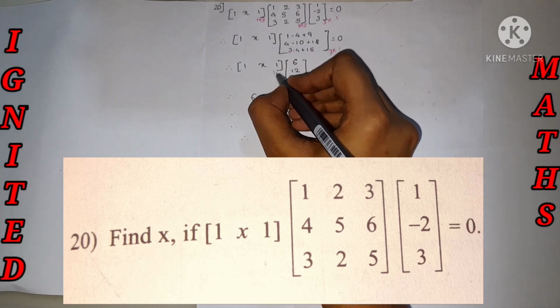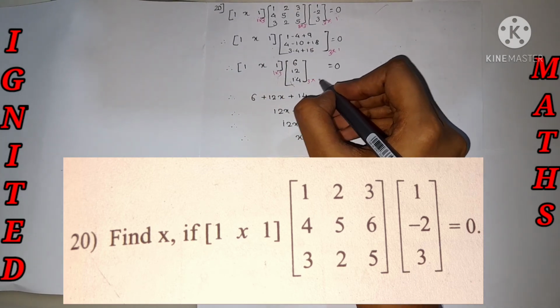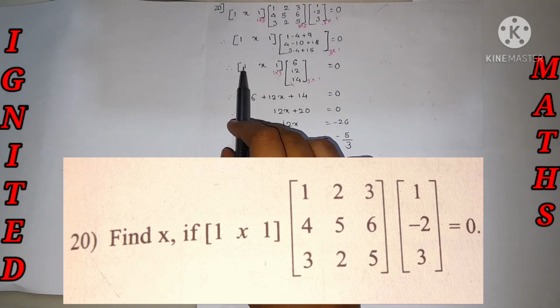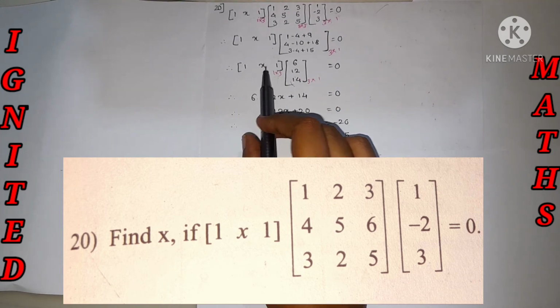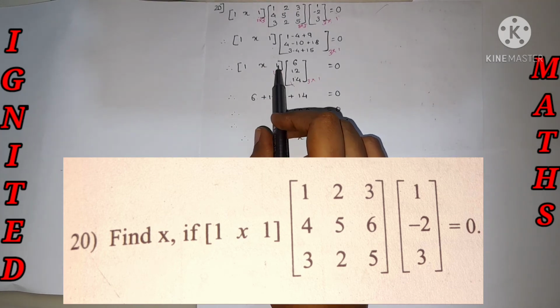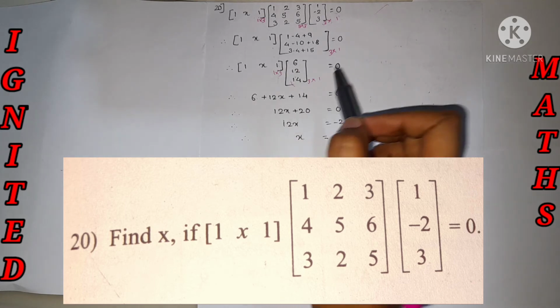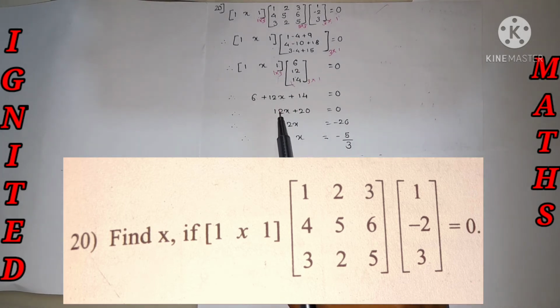Now this is of order 1 cross 3 and this is of order 3 cross 1. Again we will do the matrix multiplication. 6 into 1 is 6, x into 12 is 12x, 1 into 14 is 14. Just put the addition sign, and 12x plus 6 plus 14, which is nothing but 12x plus 20. Put it over here and the RHS is minus 20. So x is equal to minus 5 by 3. This is what the question asks because we need to find the value of x. We have done with it.